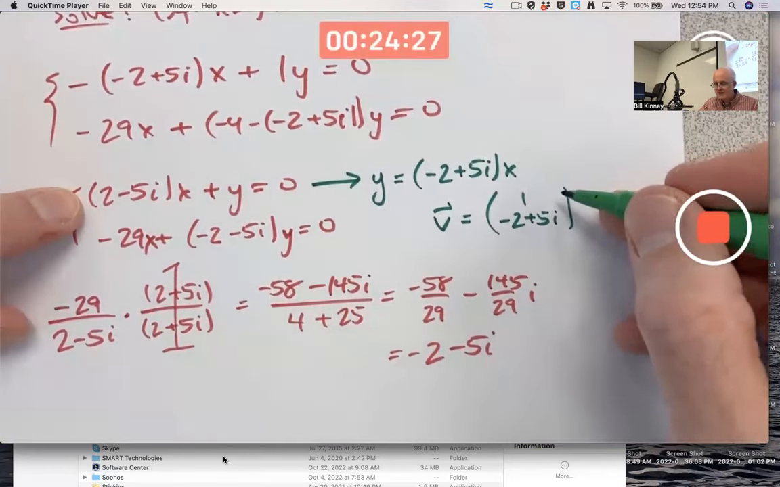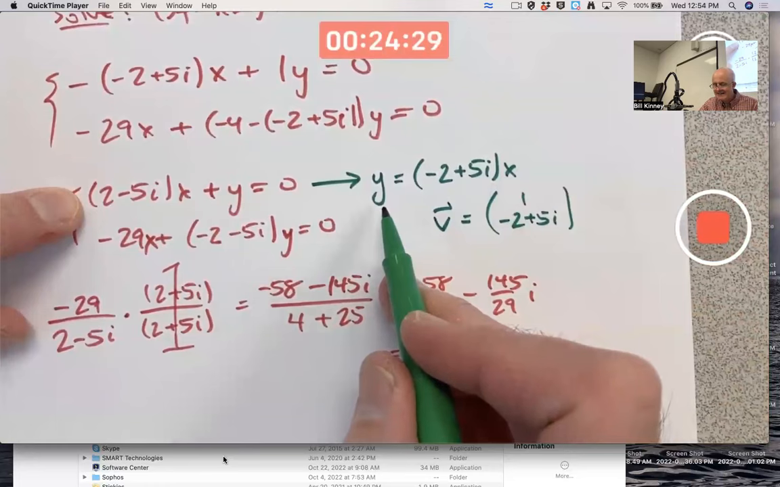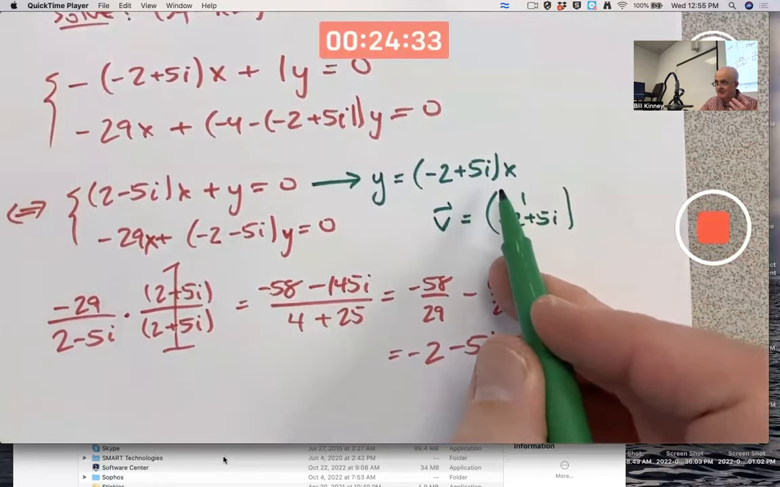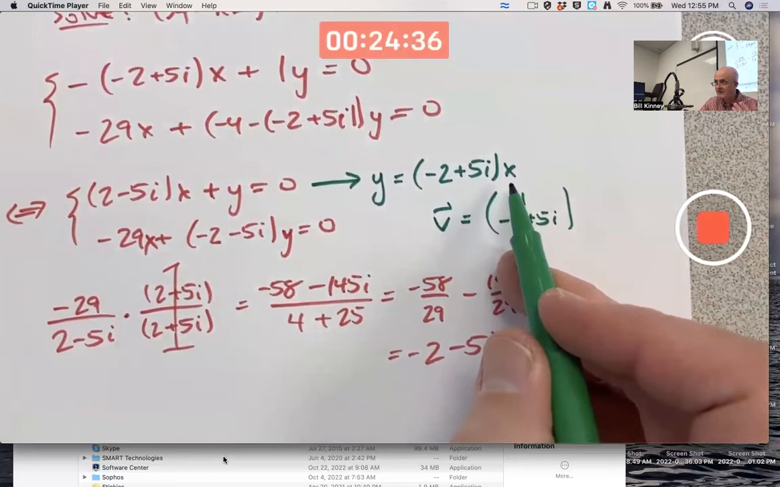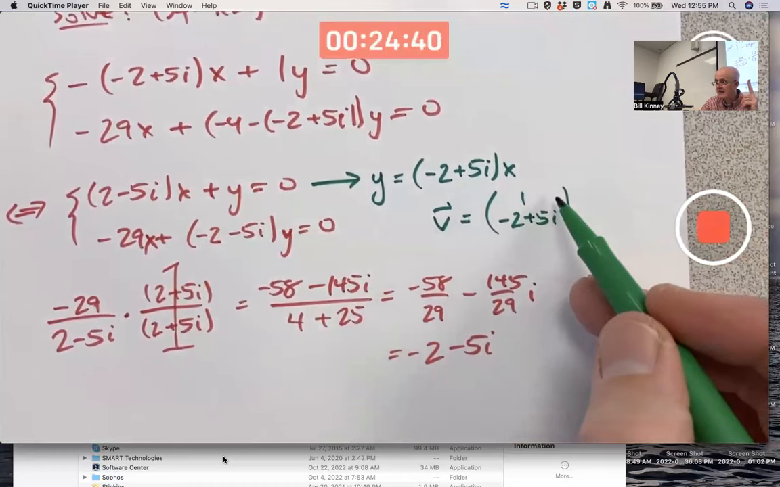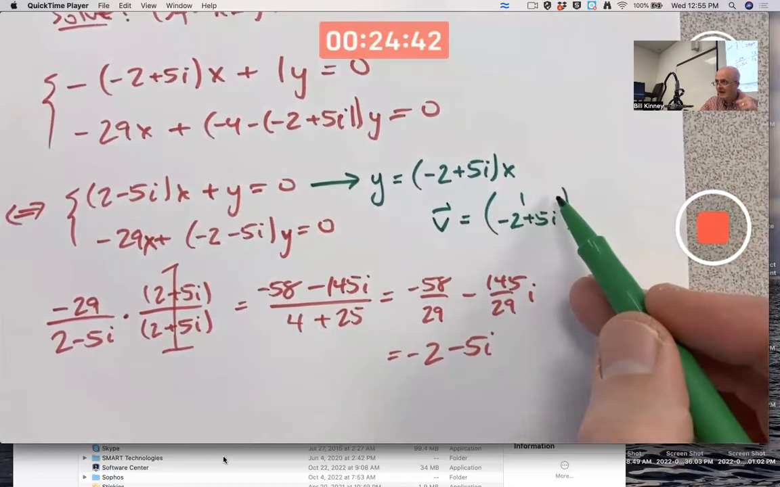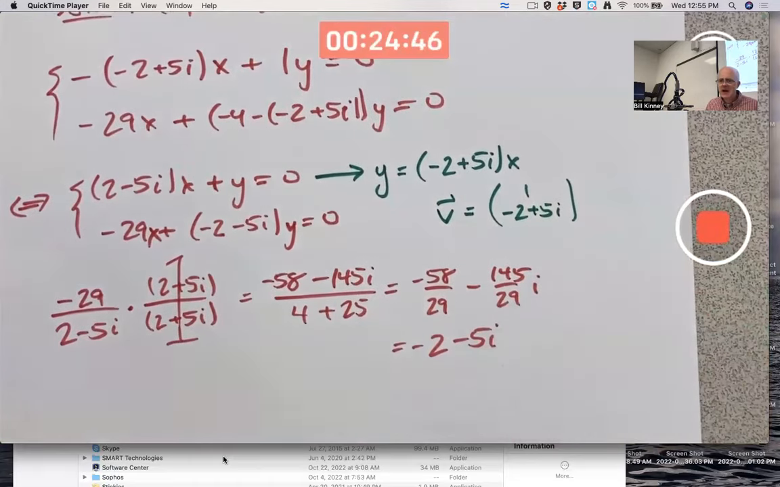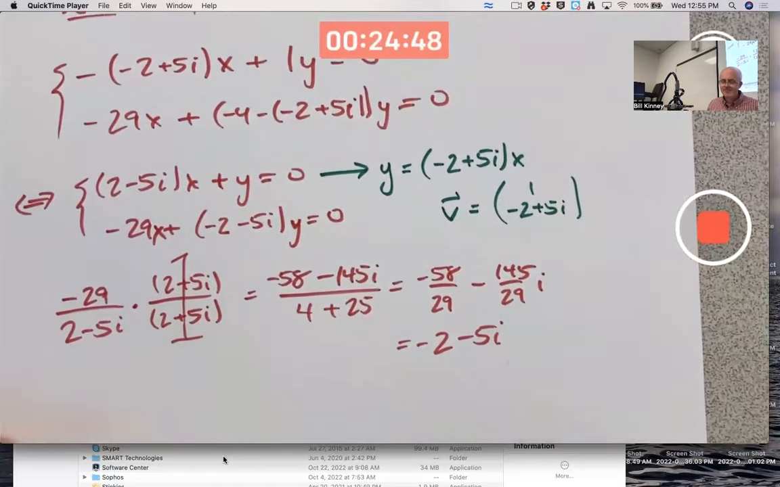But what I did was I took this equation and solved for y in terms of x, meaning I'm thinking of x as a free variable. It can be anything that I want. You might as well pick something simple like 1. So I set x equal to 1. And then y is determined. How is this helpful? Hang on.